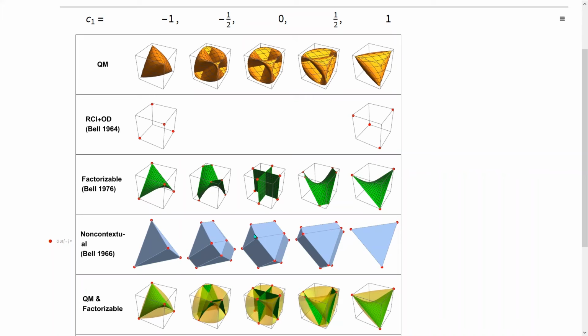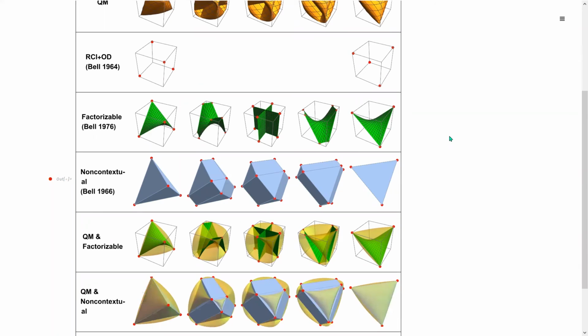If you plot them in 3D space, you have to fix one. C1 is fixed: -1 in the first column, -1/2 in the second, 0, 1/2, and 1. The other three correlations are allowed to go free based on a constant for that column. And I've never seen these factorizable column plots either. That's new to me. Anyway, thank God for mathematics again. But anyway, you can see the progression of RCI plus OD is a subset of factorizable, a subset of non-contextuality.